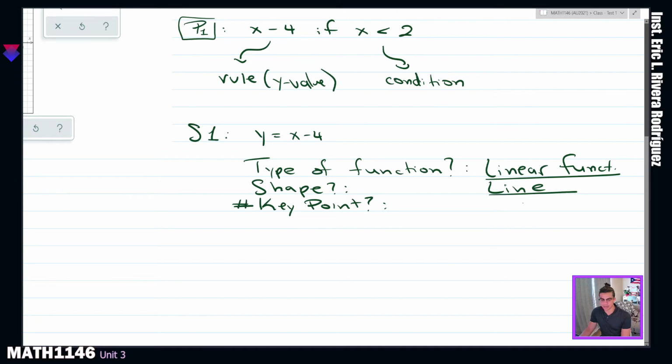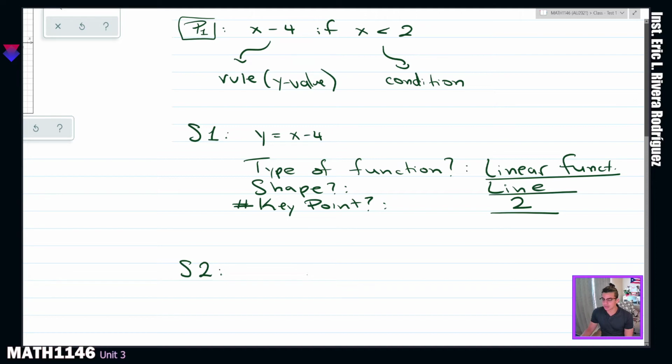And how many key points to draw a line? How many points do we need? Tell me that on the chat. How many points will you use to draw a line? So that's correct, 2. Okay, so that's the amount of key points that we need here. That's step number 1.